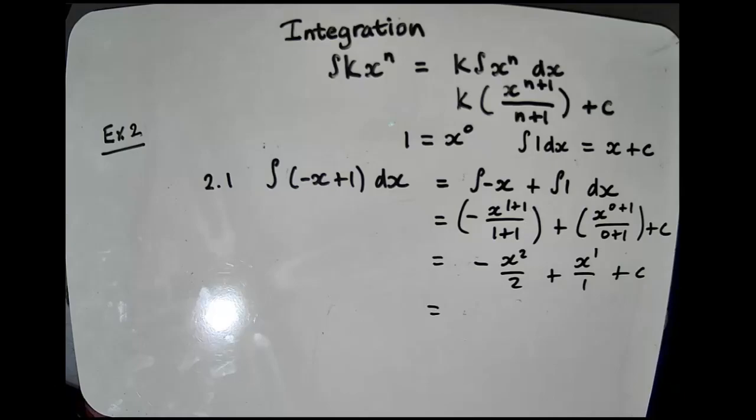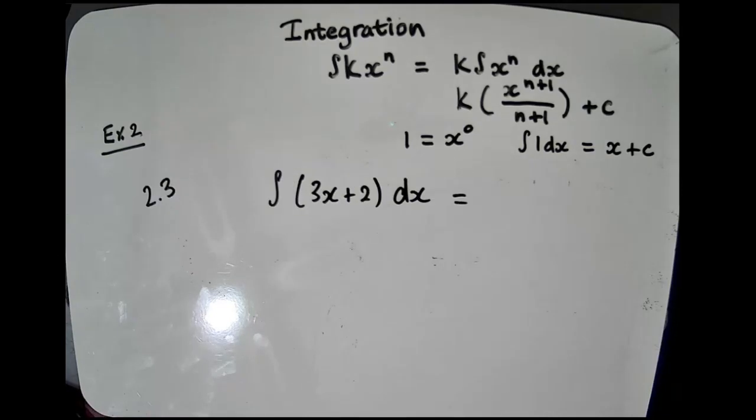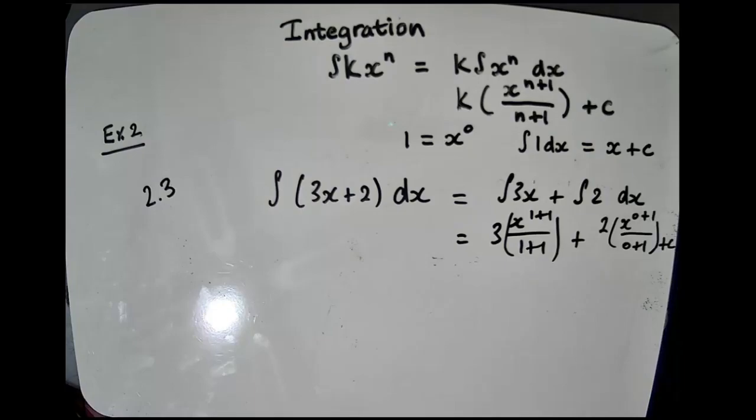The last one is quite simple. 0 plus 1 is 1. Anything divided by 1 is itself. So the final answer there will be minus x squared over 2 plus x plus c. Don't forget that this was 2.2, and this is the answer for 2.2. 2.3, we have 3x plus 2, and here we're going to separate them first. And the integral of 3x, don't forget we're going to add 1 to the exponent, and so 1 plus 1 will give us 2. Here we have x to the 0, add 1 to the exponent plus c.